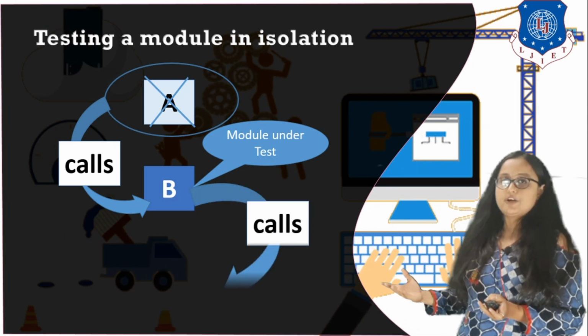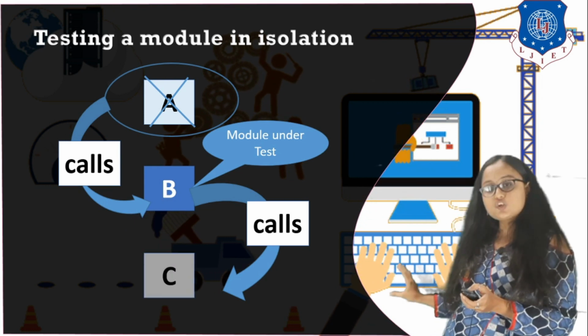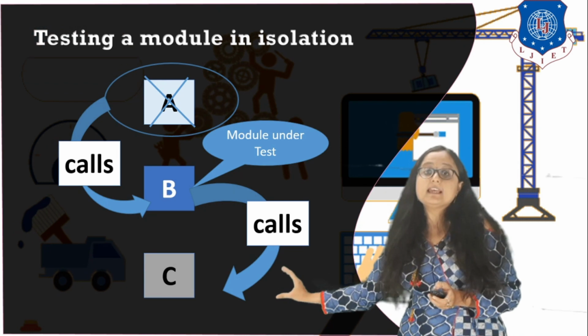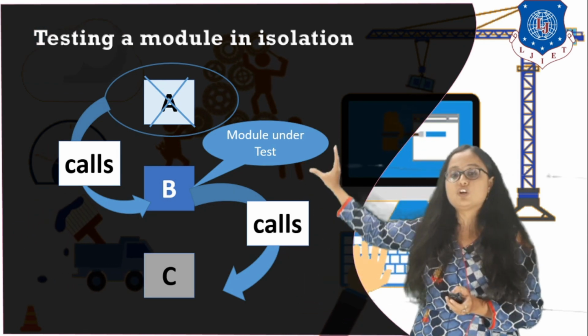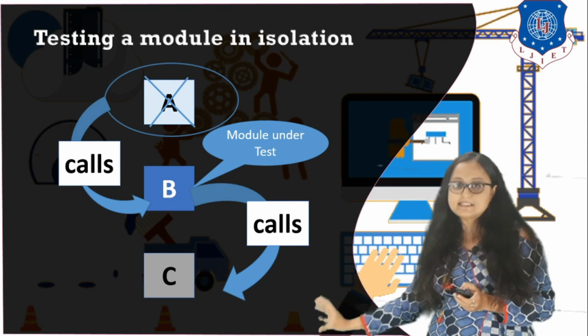The next scenario is that your module B is under construction and it is calling some other module. So here you can see that this module C is your lower level module, whereas your module B is a higher level module, because B is calling module C.